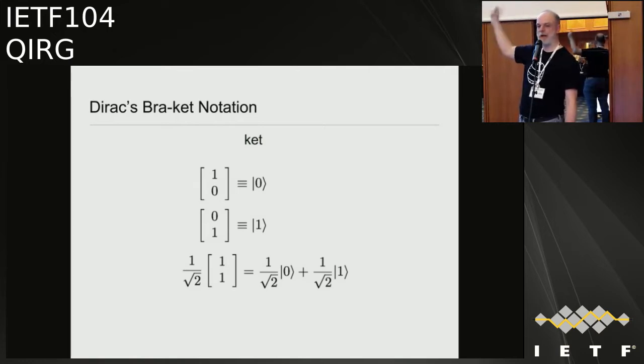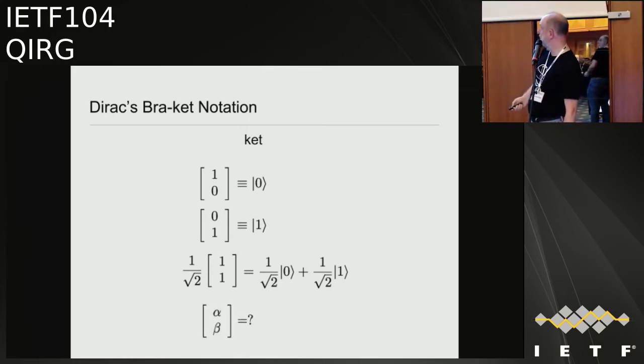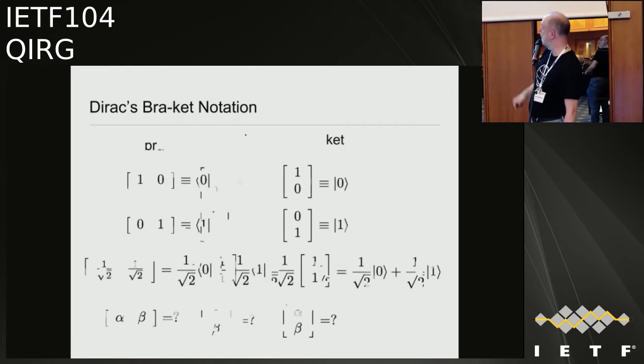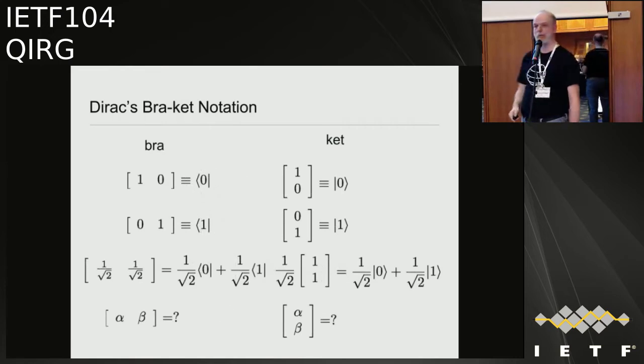This is Dirac's ket notation. You might have guessed from the title of the slide already. There is also a thing called the bra notation. The bra points one way, the ket the other, and you put them together and you get a bracket. How nice.